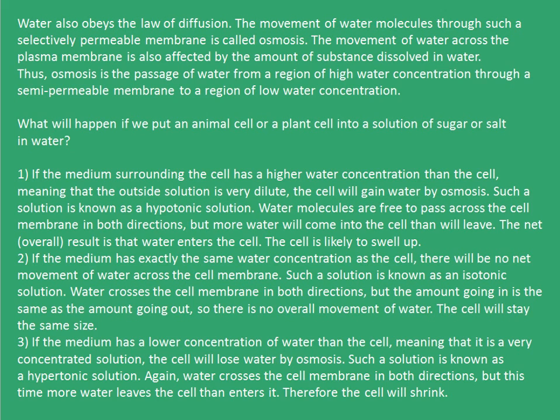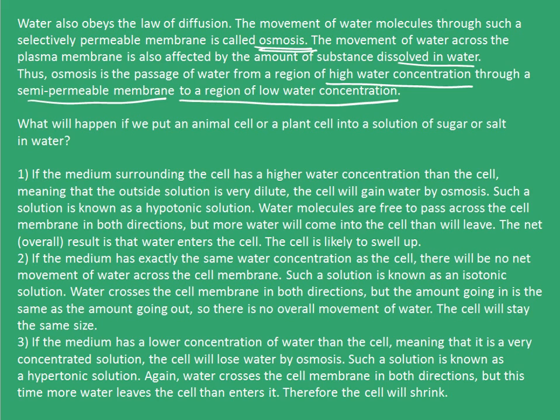Water also obeys the law of diffusion. The movement of water molecules through such a selectively permeable membrane is called osmosis. The movement of water across the plasma membrane is also affected by the amount of substance dissolved in water. Thus, osmosis is the passage of water from a region of high water concentration through a semi-permeable membrane to a region of low water concentration.